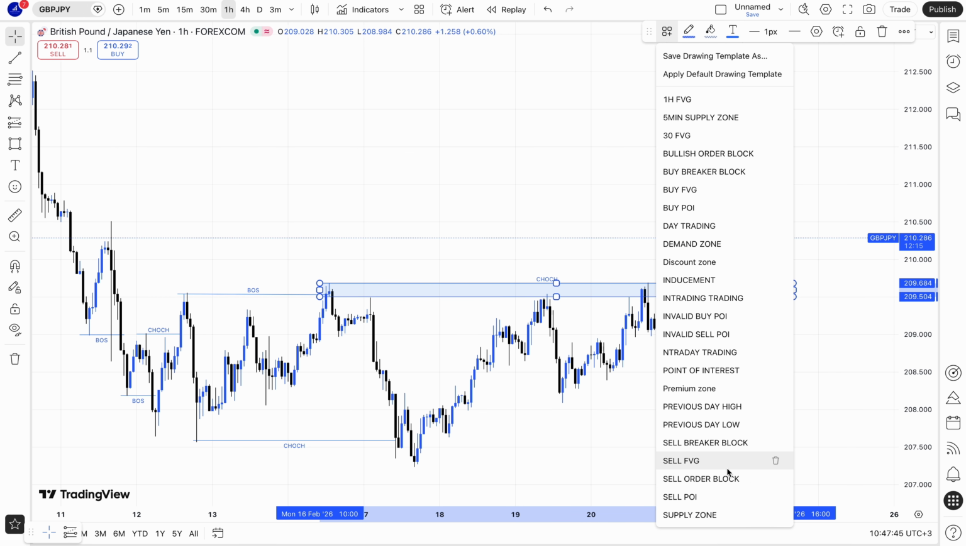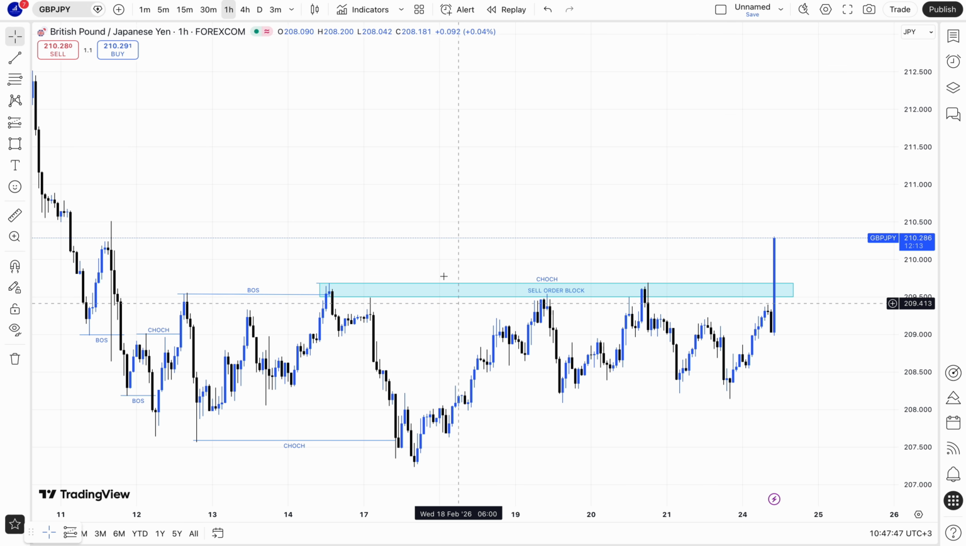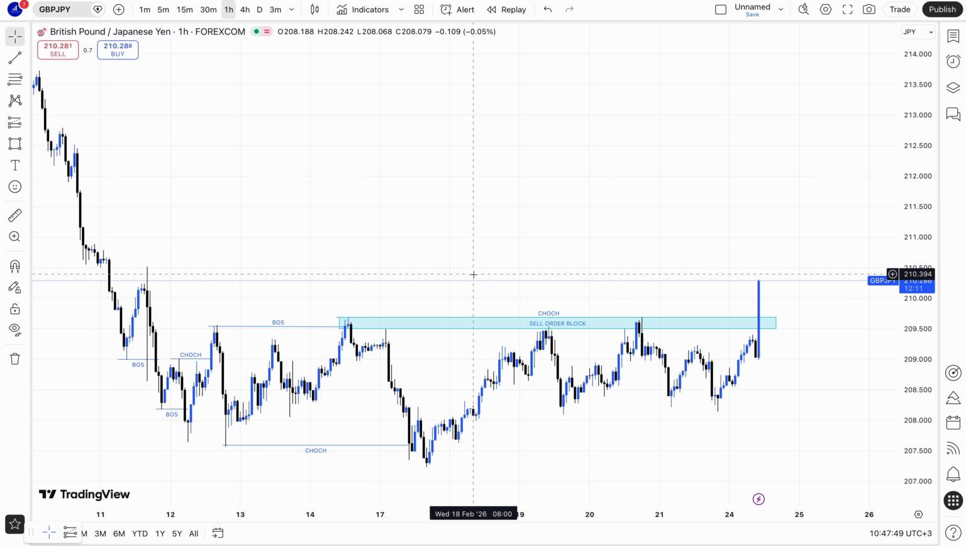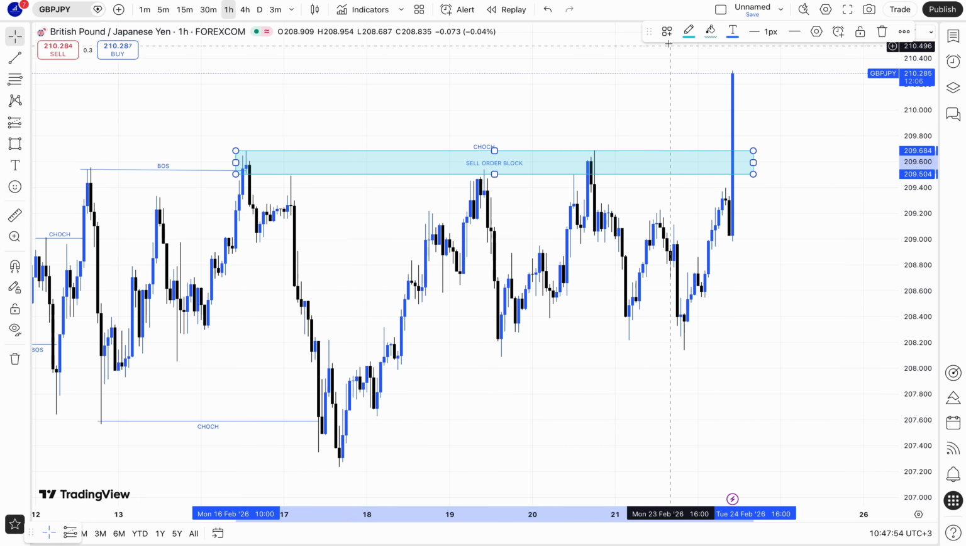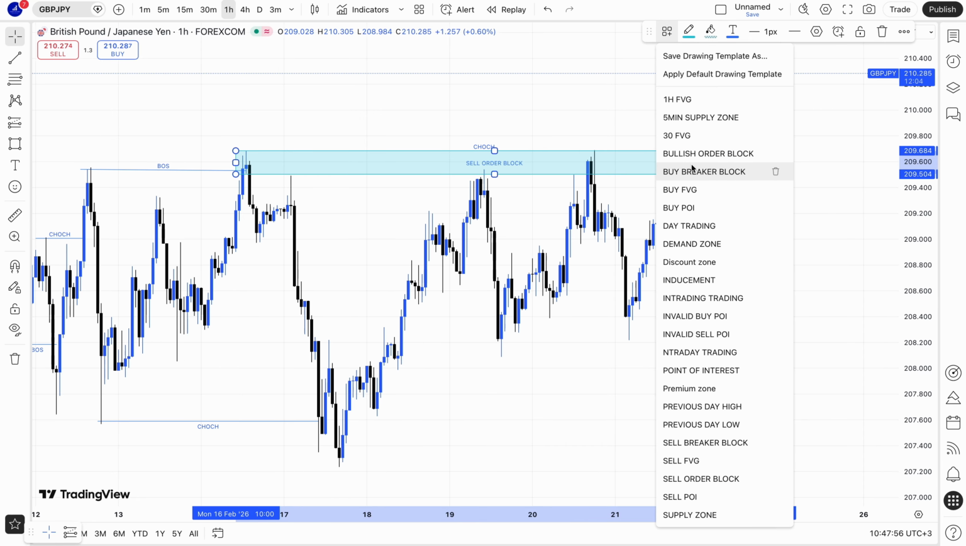supply zone, which was here, sell point of interest, sell order block, but you can see the price disrespected this zone. Now it's our buy breaker block.